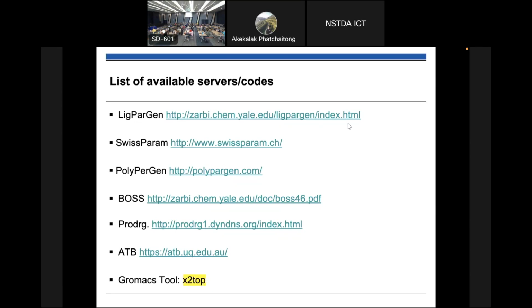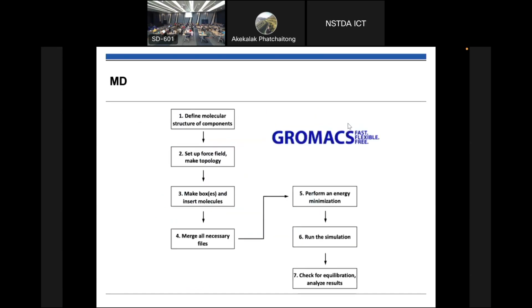DRG, and ATB. ATB is not a bad tool at all. ATB has around 400,000 molecules whose force fields are already deposited there. 400,000. So if you are in that domain, go and look for it. And those are optimized, by the way. These force fields in ATB are quite good.